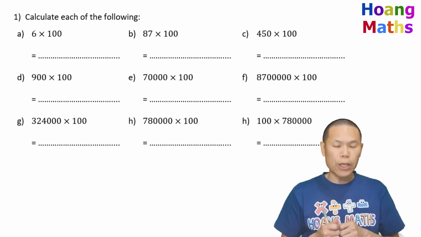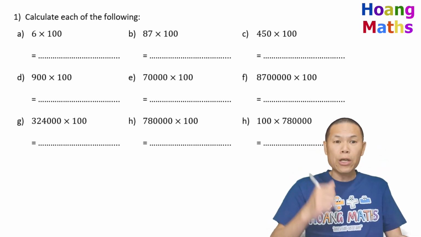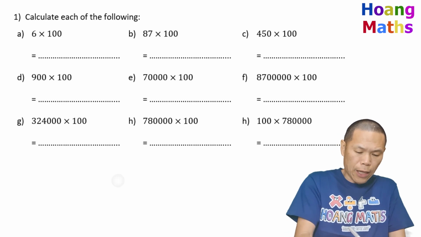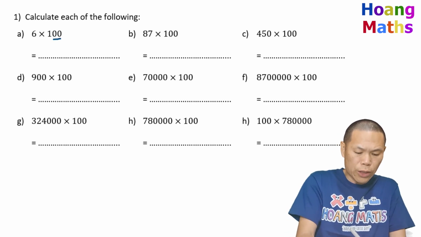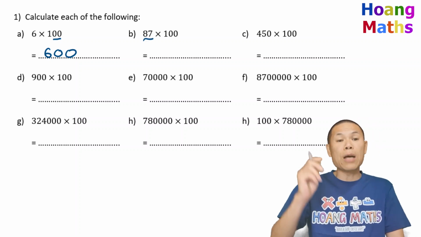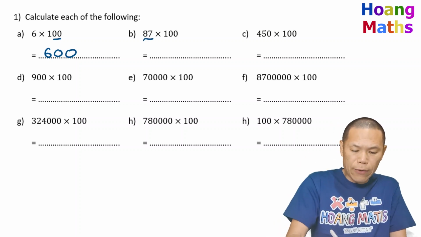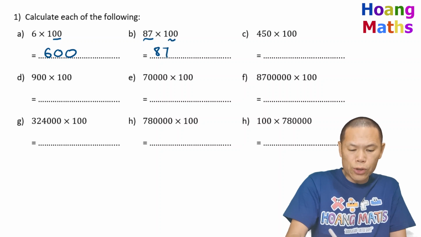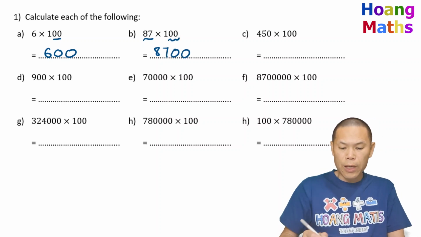So let's get into it. We have 6 times 100. 6 times 1 is 6, and we just need to write down the 2 zeros. So 6, add those 2 zeros. And 87 times 100. We just write 87 down, and then these 2 zeros. We just write this down.